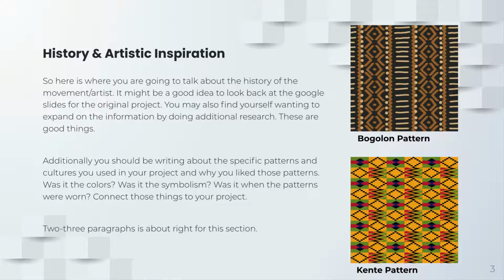You should also explain to me which particular patterns you were drawn to. Was it a pattern? Was it a culture? Was it what the patterns symbolized? So explain to me why you liked the things that you liked. About 2 to 3 paragraphs is right for this section, and I would include images that are examples of the patterns that you found intriguing. I've chosen 2 here. You may have more than that. If that is true, please think about the layout and how many patterns you can reasonably fit on this slide. Again, if you need more space, you can always duplicate this slide and add more information and more images.